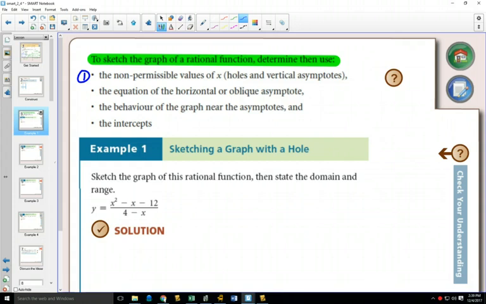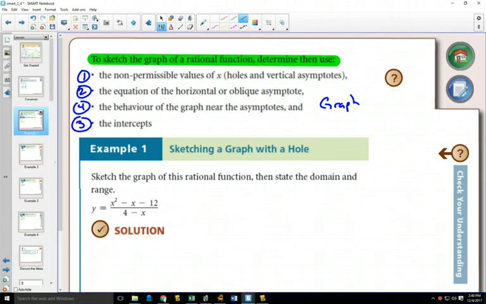After we've determined that, we then find out if there's any horizontal or oblique asymptotes. I like to do the intercepts third. And for 4, this one is just basically graphing. So 3 and 4 kind of go together. You find some points, you graph them.